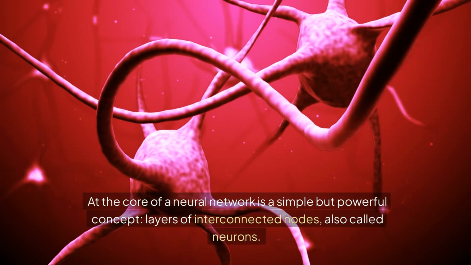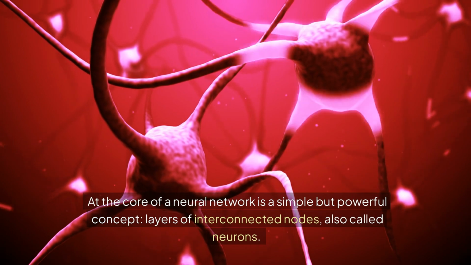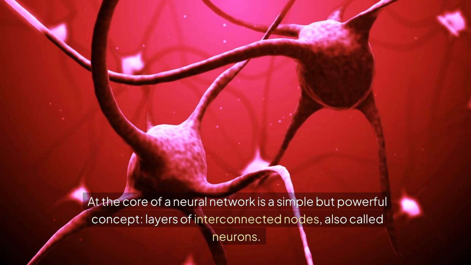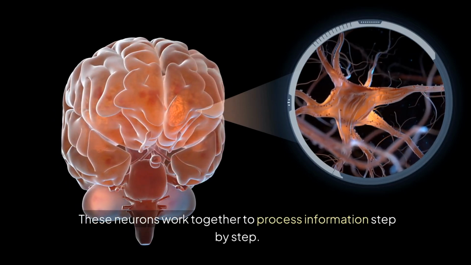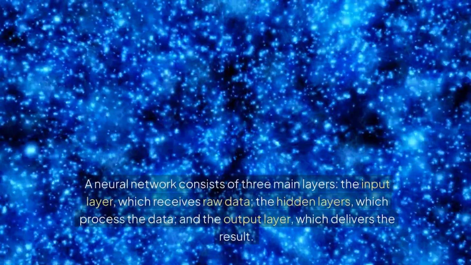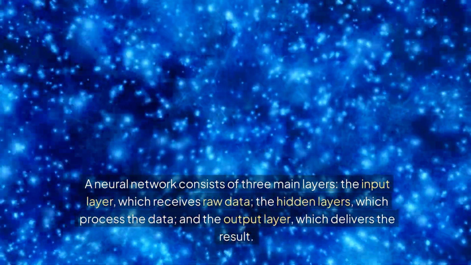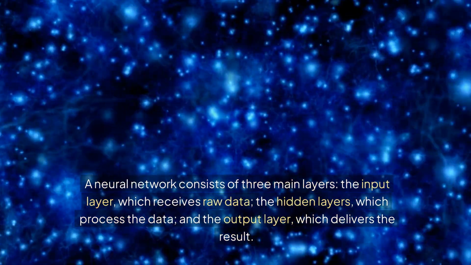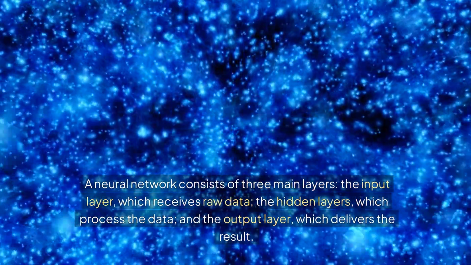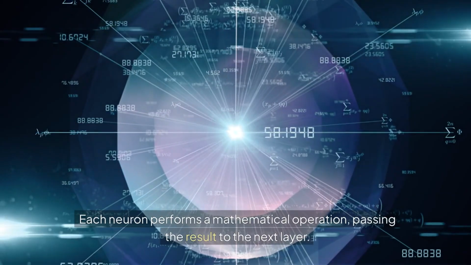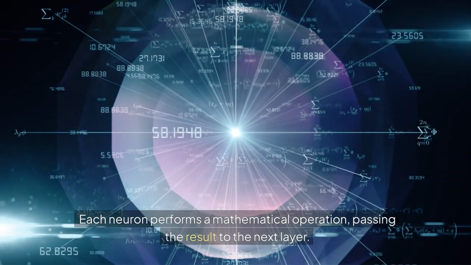At the core of a neural network is a simple but powerful concept: layers of interconnected nodes, also called neurons. These neurons work together to process information step by step. A neural network consists of three main layers: the input layer, which receives raw data, the hidden layers, which process the data, and the output layer, which delivers the result. Each neuron performs a mathematical operation, passing the result to the next layer.